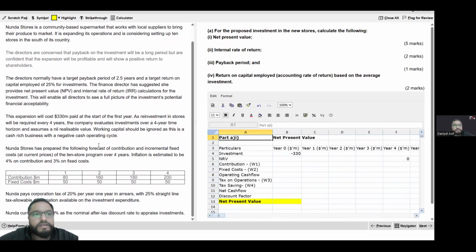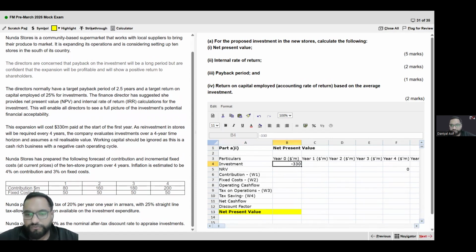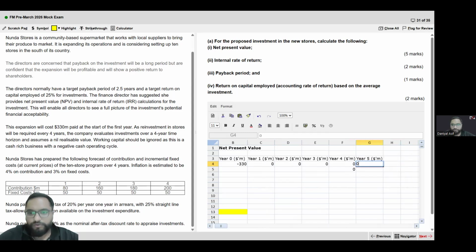Now, the expansion will cost 330 million paid at the start of the first year. Start of first year is end of year zero. Our NPV calculations are always done on a year-end basis. So the year-end of zero is going to be the start of the first year. So 330 million goes straight into year zero. Now we have nothing here, so 0, 0, 0, 0, and 0.